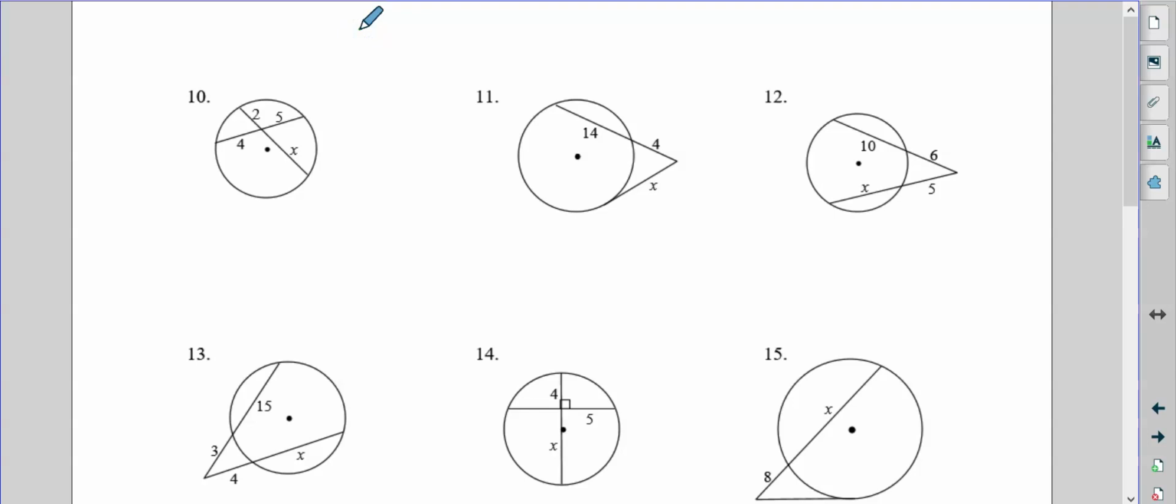All right, so in this one, remember, if it's inside, it's part times part equals part times part. So 2x equals 5 times 4. X is 10.